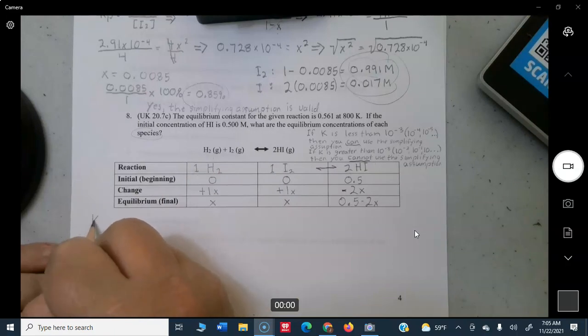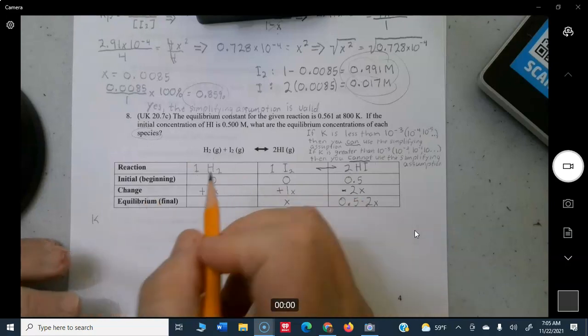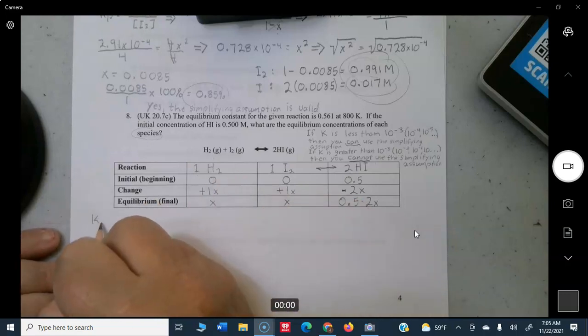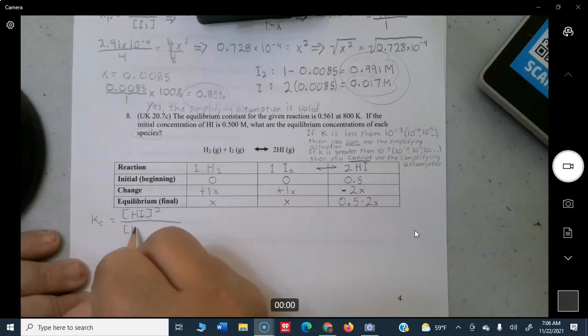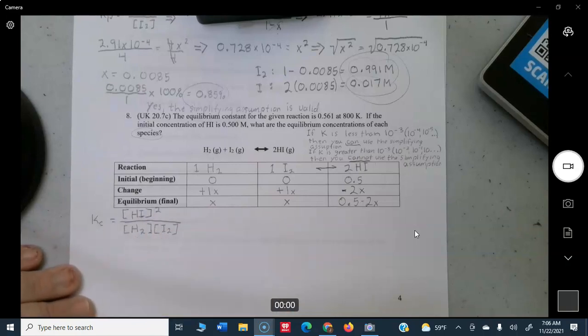We're going to call it K, and it could be concentration, it could be pressure. Let's just call it concentration. They say equilibrium. Okay, there you go. There's the law of mass action.